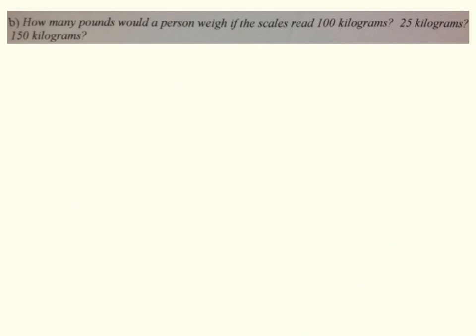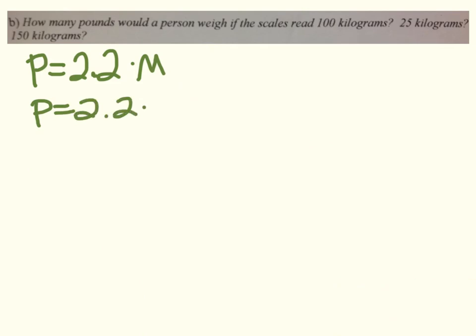Alright, the next part of this problem asks us, how many pounds would a person weigh if the scales read 100 kilograms, 25 kilograms, or 150 kilograms? So now we have 3 different parts we want to figure out, but we already know our equation. Pounds equals 2.2 times the mass. So we could solve for 100 kilograms just by plugging in a 100 for the mass. P equals 2.2 times 100, which is 220 pounds.